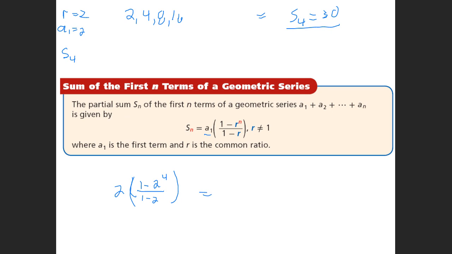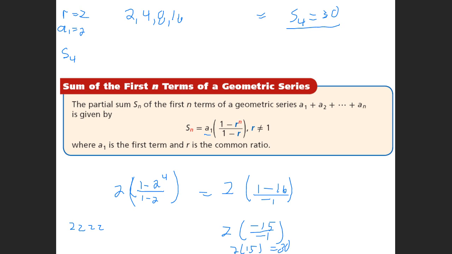So I've got 2 on the outside, and then 1 minus 2 to the 4th. Well, 2 to the 4th, 2 times 2 times 2 times 2, so that's 4, 8, 16. So 1 minus 16 over 1 minus 2, which is -1, isn't it? So 1 minus 16 is -15 over -1. So -15 over -1 is 15. So 2 times 15 is 30.